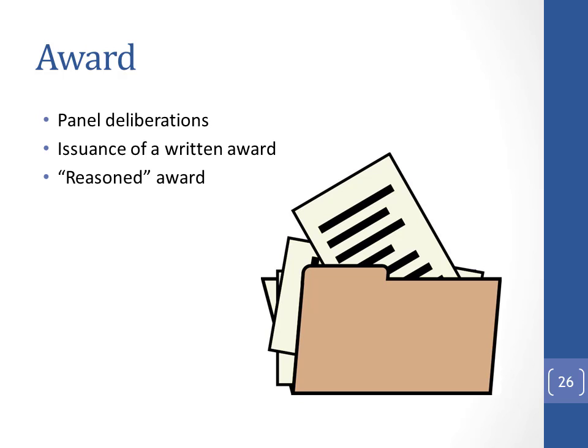parlance, a reasoned award is one where the panel sets forth the reasons why it's ruling the way it is, where there's an explanation of what they thought was compelling and what the evidence showed. Now, if you were at an arbitration in England, as opposed to the United States, a reasoned award is the typical way in which an award is presented. But in the U.S., awards are typically very, very brief.